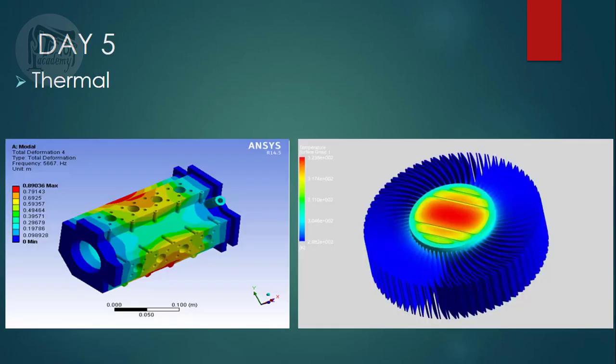On our fifth day we will be explaining the thermal solver. As you can see, on the right we can see the heat sink, which is used to cool computer CPUs by fans. You can see the temperature distribution as shown, and the same thing on the left. We will be using the static thermal and the time transient thermal analysis, and in the time transient thermal analysis we will have a quenching problem. We will see the rate of cooling of a metal when quenched in water.